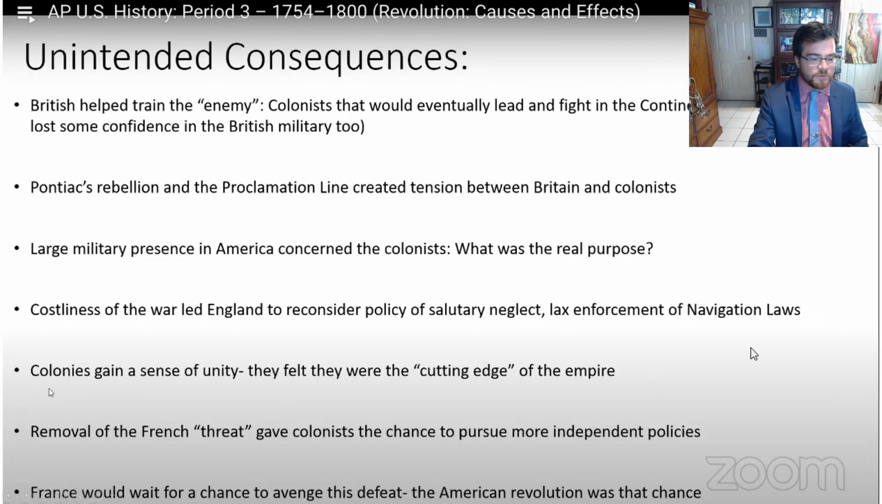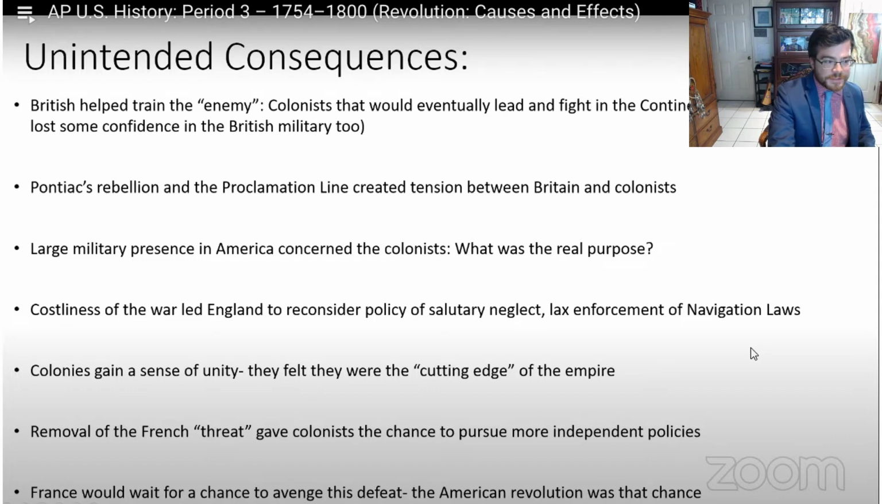Colonies gain a sense of unity. So the colonists had some unfounded sense of superiority. They were like, dude, we're the best. We beat France, we beat Spain, we beat everyone. We're like the GOAT, bro. Come at me, bro. Removal of the French threat gave colonists a chance to pursue more independent policies. So, yeah, the colonists are like, dude, France is gone, Spain isn't good, so we can do whatever we want, man. This is like an open world.